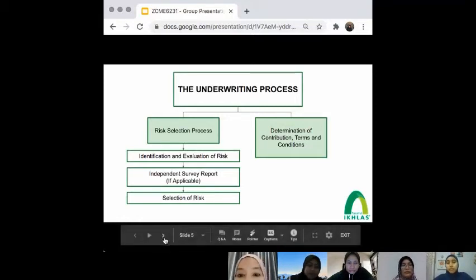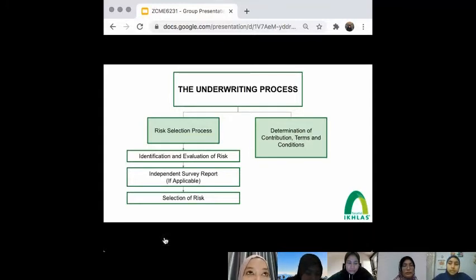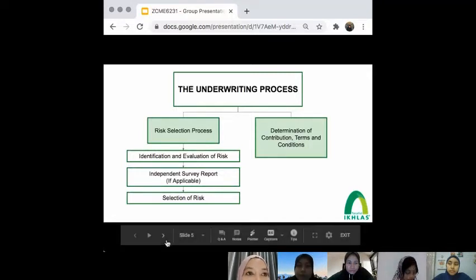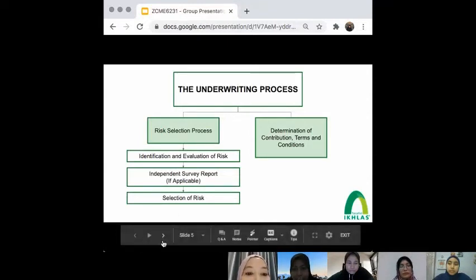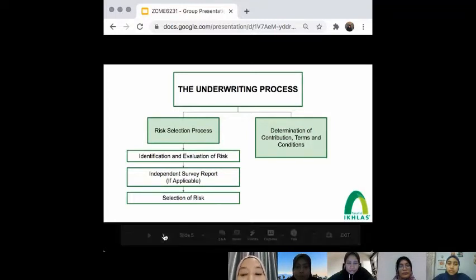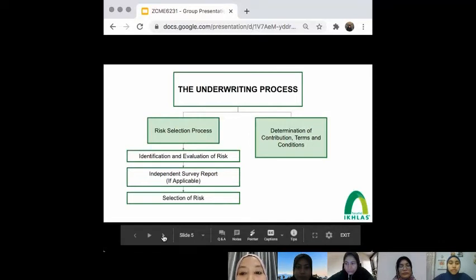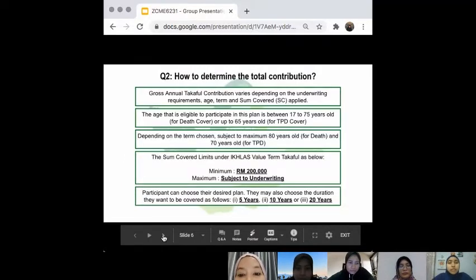And the second flow is the determination of contribution, terms and conditions. For the majority of classes under Takaful IKHLAS Family BERHAD, the contribution charge is the rate per unit of coverage multiplied by the number of units of coverage required. So I guess that's all from me. Moving on to the second presenter. Thank you.